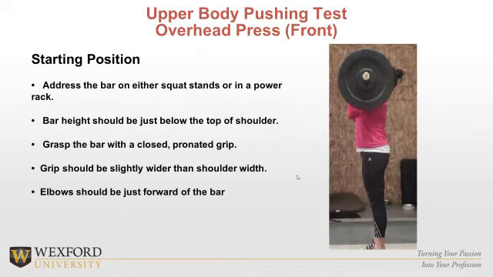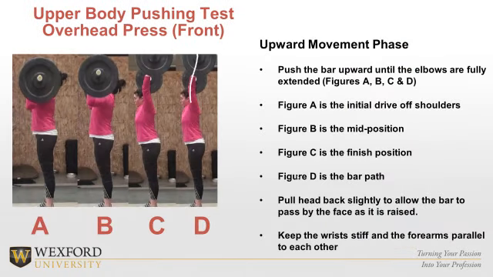Now we have the upper body push test and the overhead presses in the front. We look at the starting position. You have to address the bar on either squat stands or in a power rack. The bar height should be just about below the top of the shoulders, so you can get up underneath the bar and then grab the bar with a closed pronated grip, and the grip should be slightly wider than shoulder width. And the elbow should just be in front of the bar. And in this position, you'll push the bar upward until the elbows are fully extended.